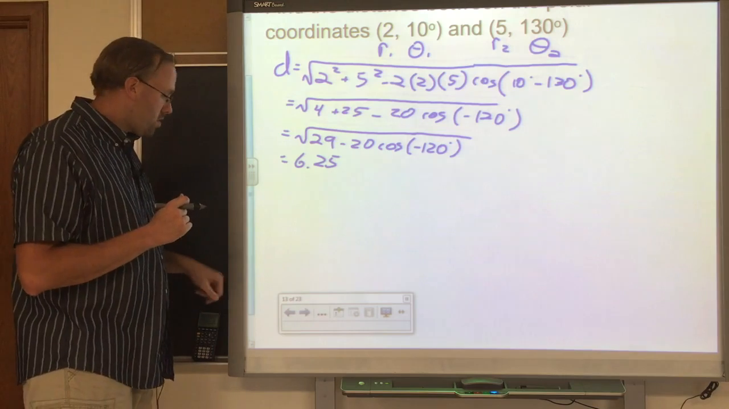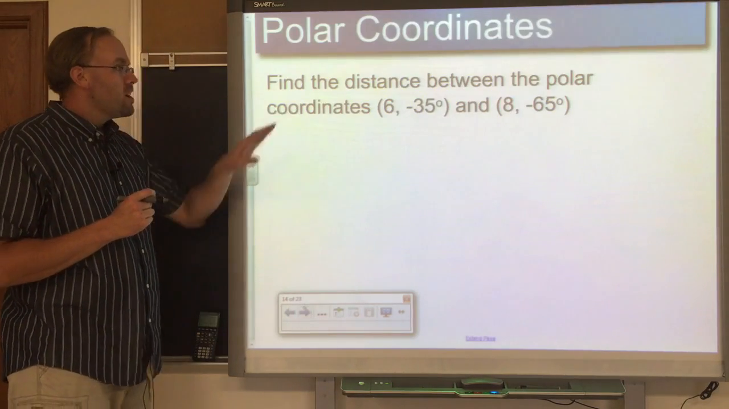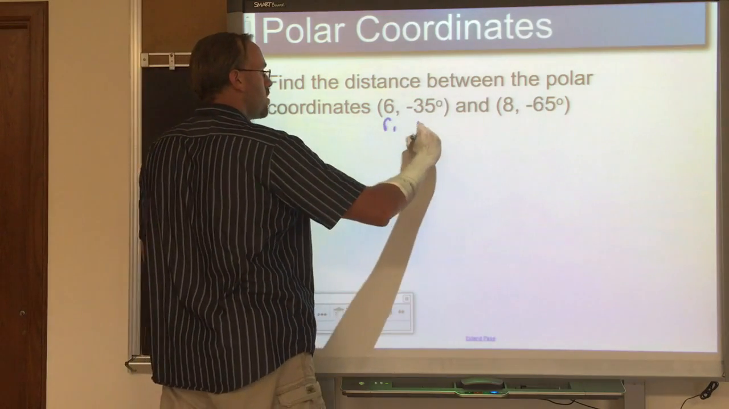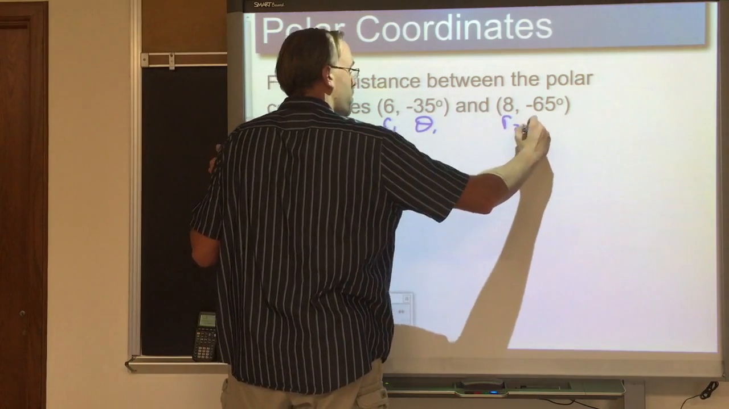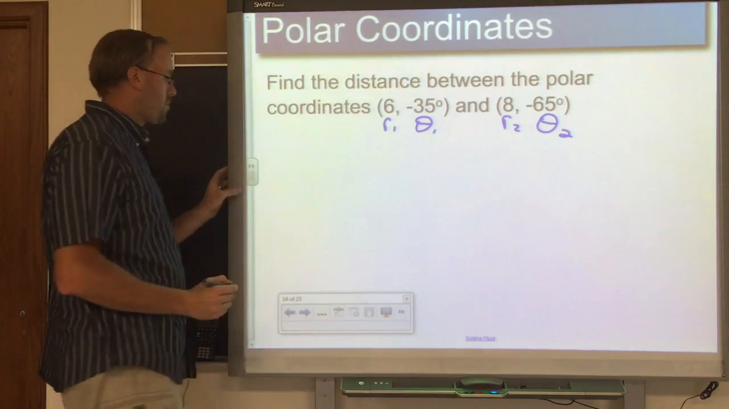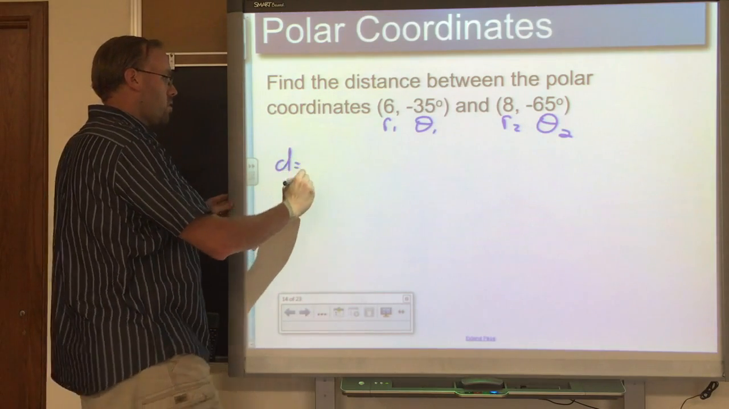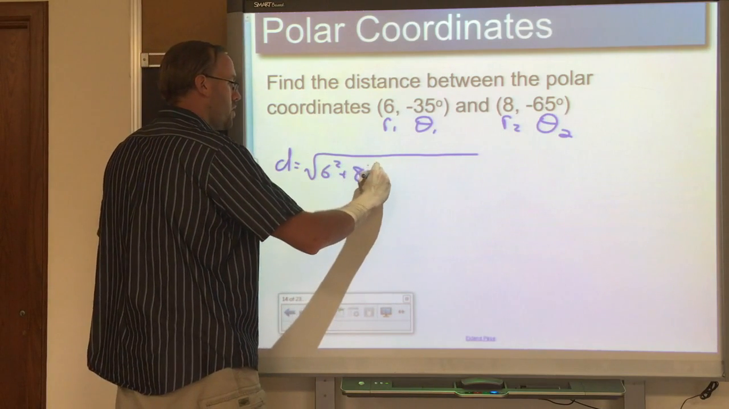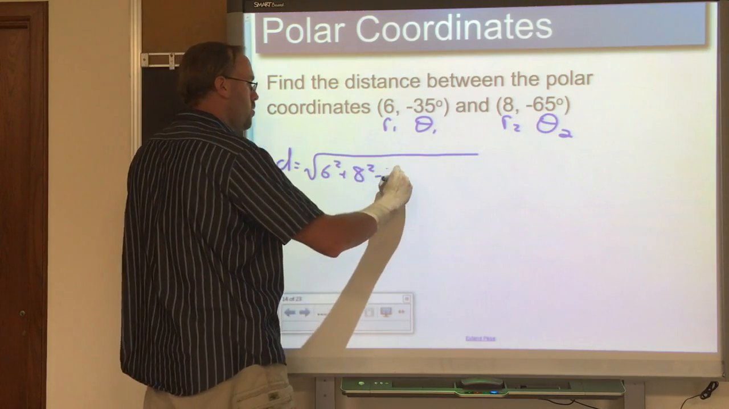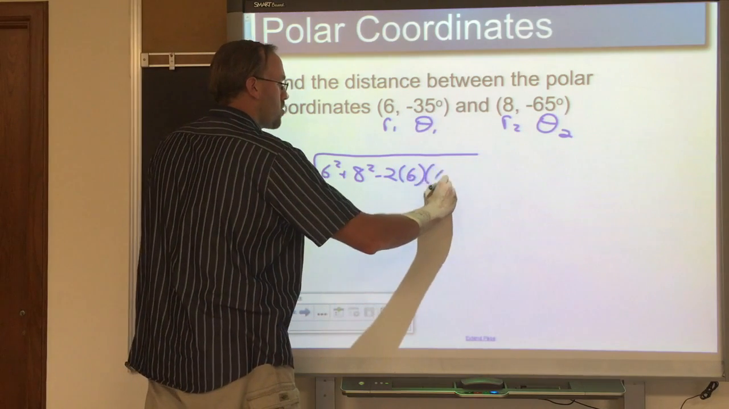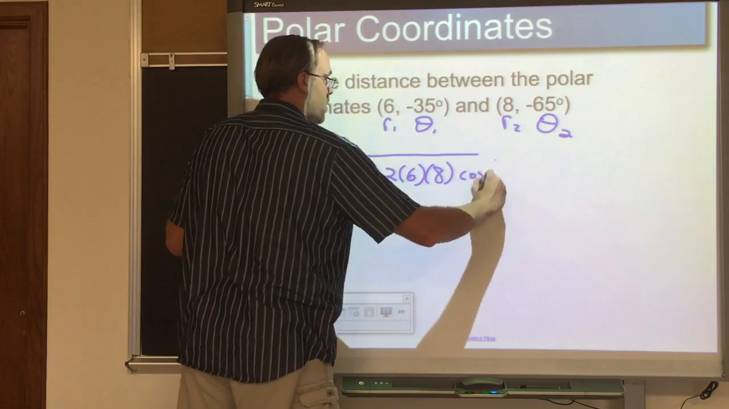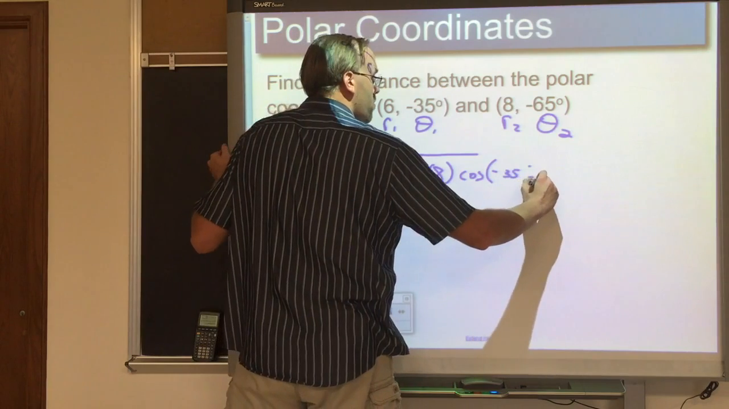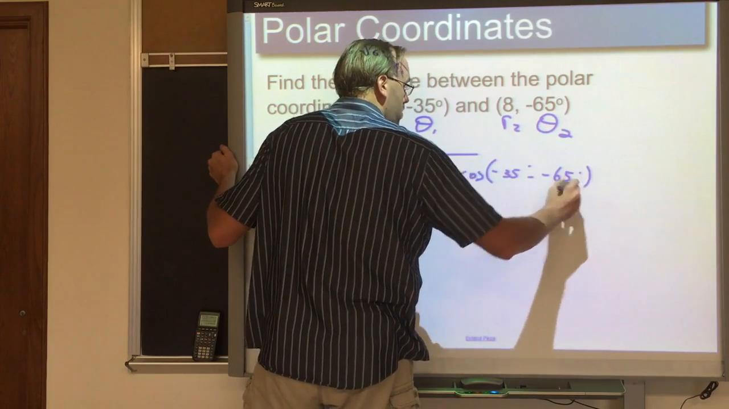Let's try one more of these. Here we have these 2 coordinates. This is going to be R1. This is going to be theta 1, this is R2, and this is theta 2. So our distance will be R1 squared plus R2 squared minus 2 times R1 times R2 times cosine of theta 1, negative 35 degrees, minus negative 65 degrees.